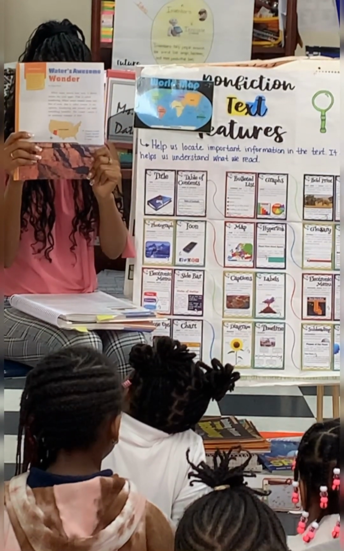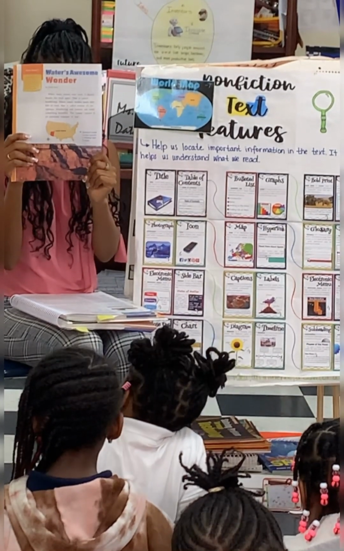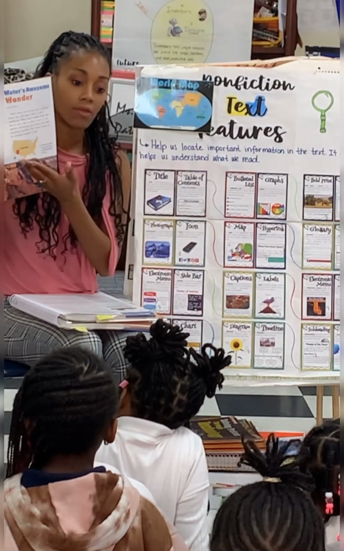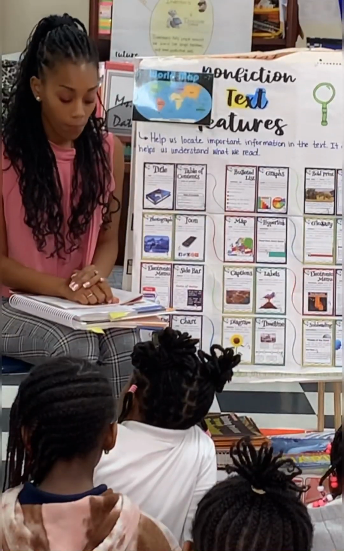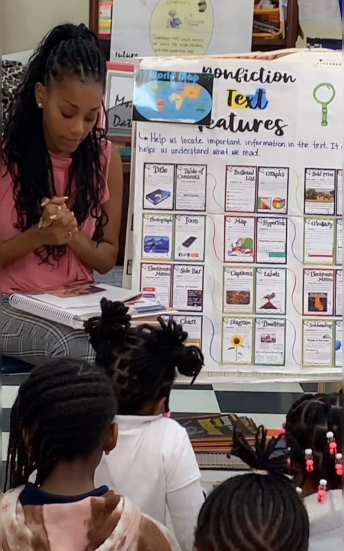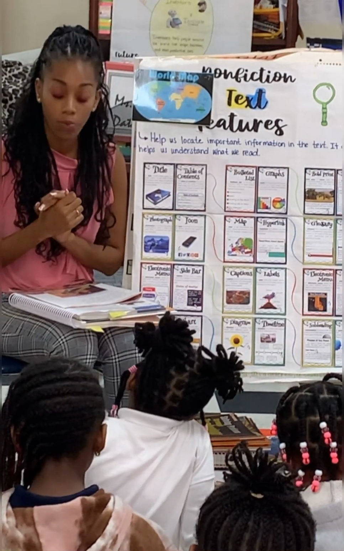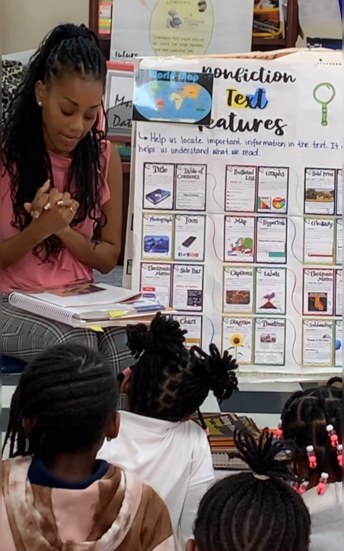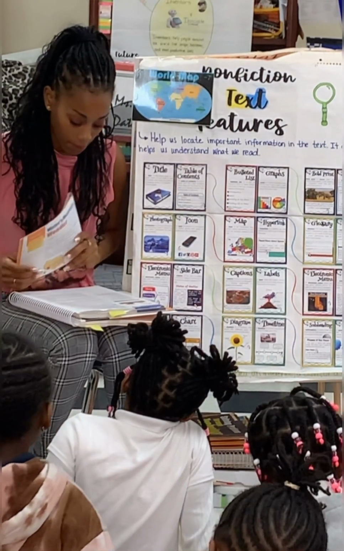You are going to preview the text on pages 6 through 8, noting the text, photographs, and captions, or any other text features that we have already learned that they may have covered in this text. Go ahead and look. So previously, we practiced explaining the author's purpose in the past units. Remember that an author writes to entertain, inform, and to persuade readers. Today, we will reread Water's Awesome Wonder and explain why the author wrote it. Okay? Here we go.